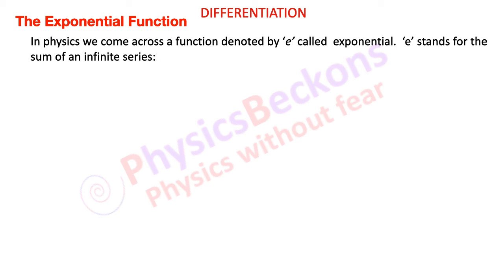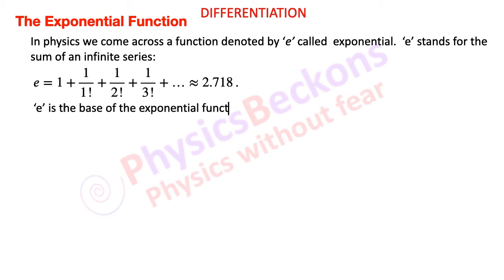E, or the exponential function. E basically stands for the sum of an infinite series. E is equal to 1 plus 1 over 1 factorial plus 1 over 2 factorial plus 1 over 3 factorial. Here 2 factorial means 2 into 1, 3 factorial means 3 into 2 into 1, 4 factorial will mean 4 into 3 into 2 into 1 and so on. The value is 2.718.